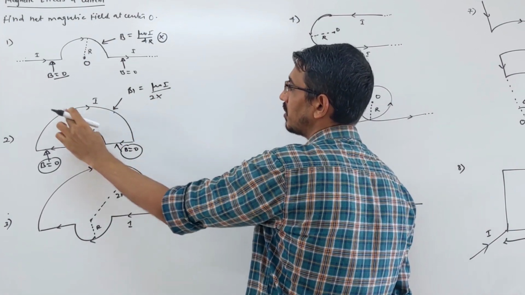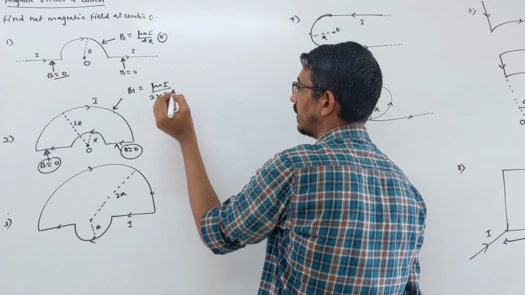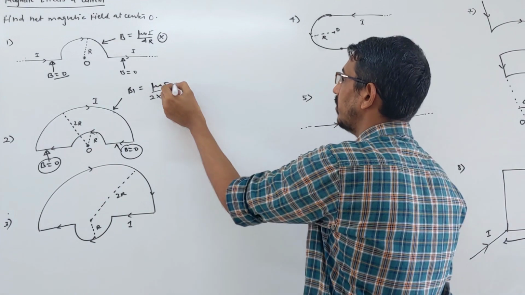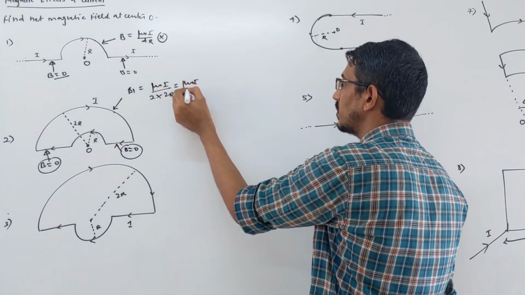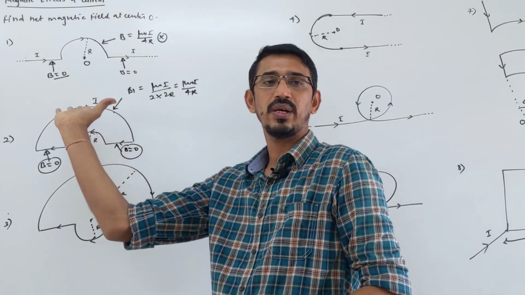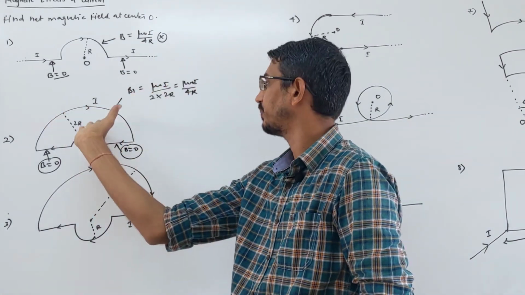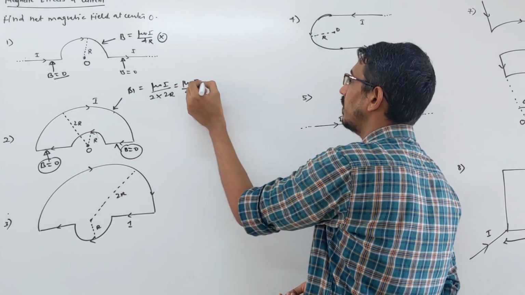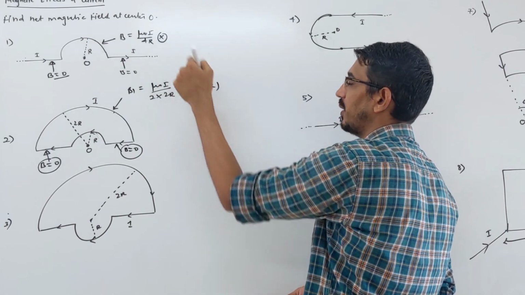But what is the radius of the big loop? 2r is given, so it's 2r, correct? And okay, mu naught I upon, so it's coming 4r. What is the direction of the field due to this big loop? Inward, correct? Right hand, fingers going inward. So this is what inward means. You write here minus k, or you can write cross, okay?